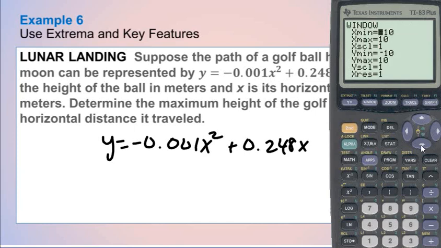And let's change my Windows settings. I'll make the X maximum 100. I'm just guessing here because I'm not sure exactly how far it's going to go. The Y minimum, I'm just going to keep that at negative 10. The maximum, the heights, I'll just be generous and put it at 100. Count these by 10. And then let's see, graph.